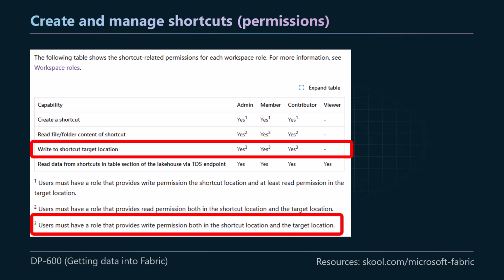If you want to write new files or new data to a shortcut target location, you're going to need write permissions for both of those locations, both where you're writing the shortcut data to and where that shortcut data is being read into as well.